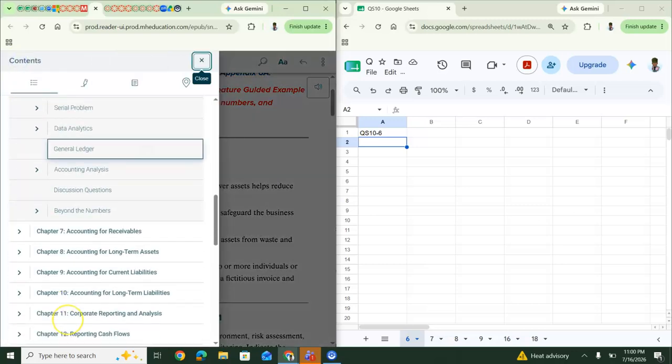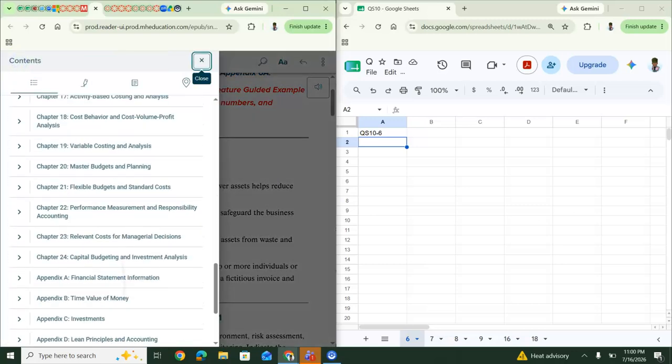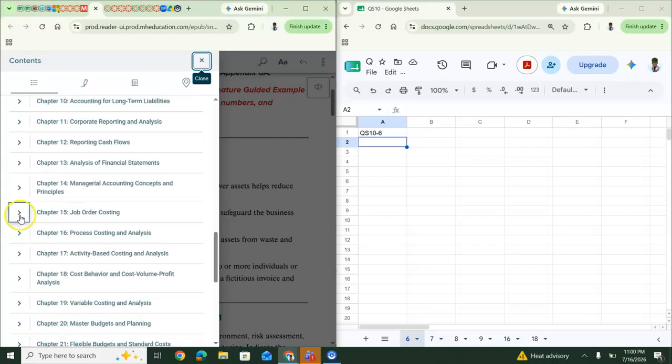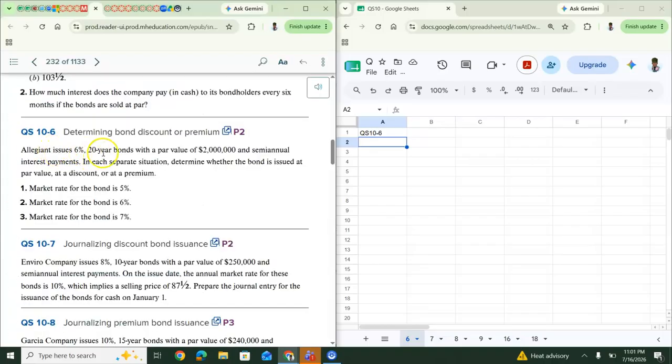Chapter 10, Allegiant issues 6% twenty-year bonds with a par value of $2 million and semi-annual interest payments. In each separate situation, determine whether the bond is issued at par value, at a discount, or a premium. We're going to compare it to market.